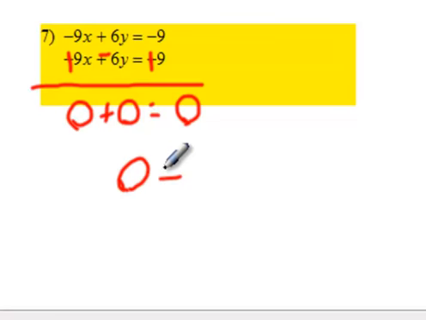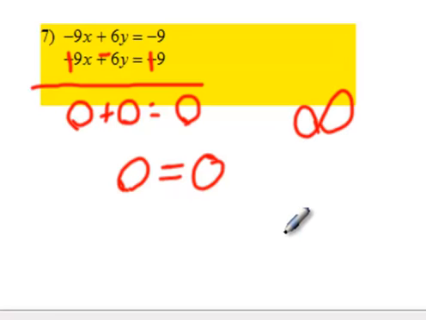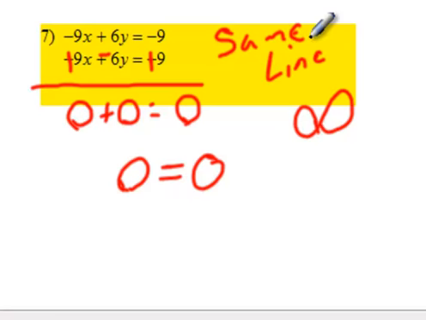So we get 0 is equal to 0, and if you remember from the other video, if you get 0 is equal to 0, that's the infinite number of solutions, because it's the same line. It's the same exact thing. Both of these are the same equations, so when you subtract them, you just get 0 on each side, which makes sense.